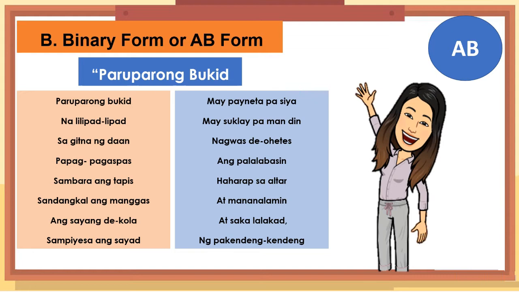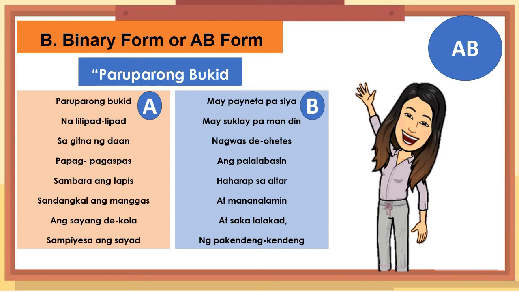Have you noticed that the two stanzas have different melodies? The first stanza is labeled A, and the second stanza is labeled B. And in that case, the song Paru-Parong Bukid is in binary form.